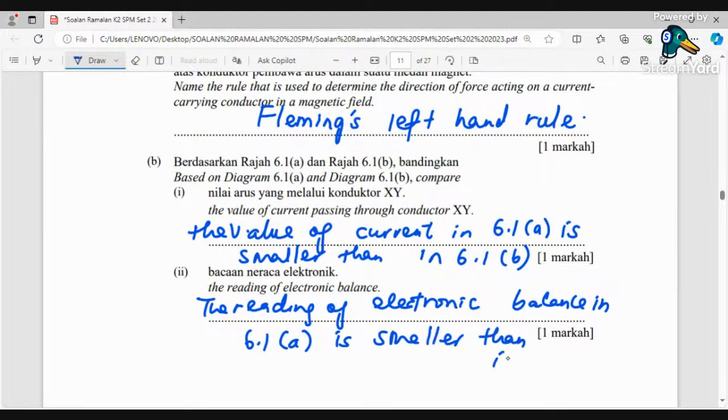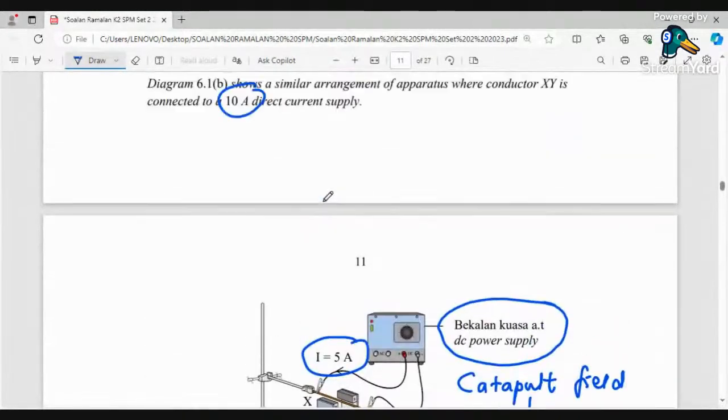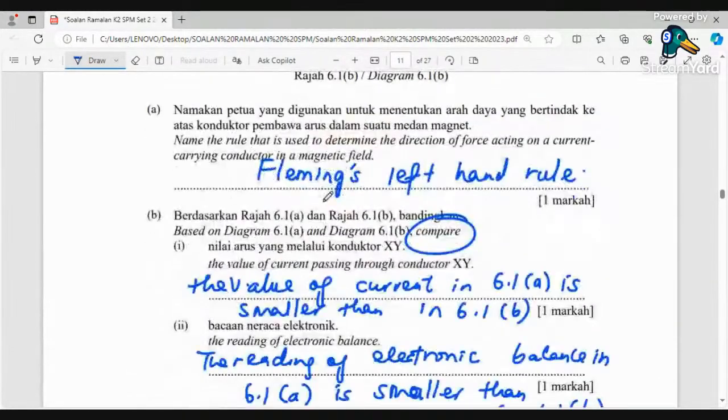than in 6.1B. Okay, sebab ini compare, kena guna compare word. Okay, kena guna compare word. Jangan pula you tulis untuk B1 ni, current in 6.1A is 5 ampere and current in 6.1B is 10 ampere. Itu bukan compare, itu state. Kalau compare, mesti ada compare word. Larger, smaller, okay, higher, lower, whatever. That shows comparison between the two diagrams. Okay. Soalan tajuk ni dia senang untuk you all score. Soalan number 6 ni, make sure boleh dapat markah penuh sebab compare saja.